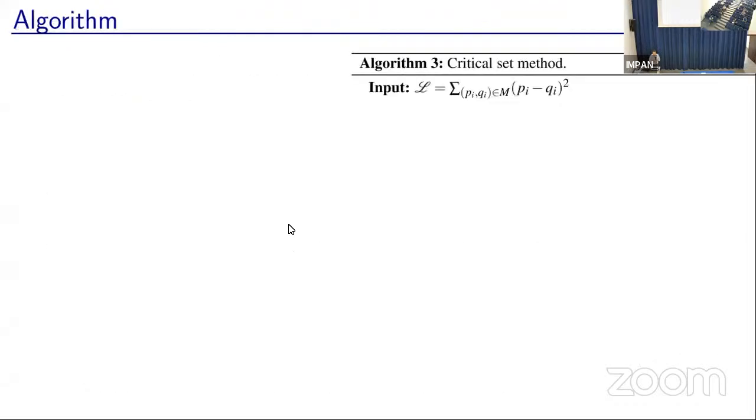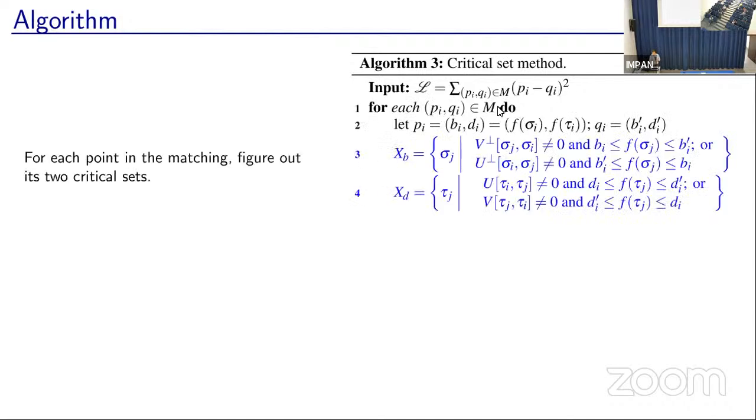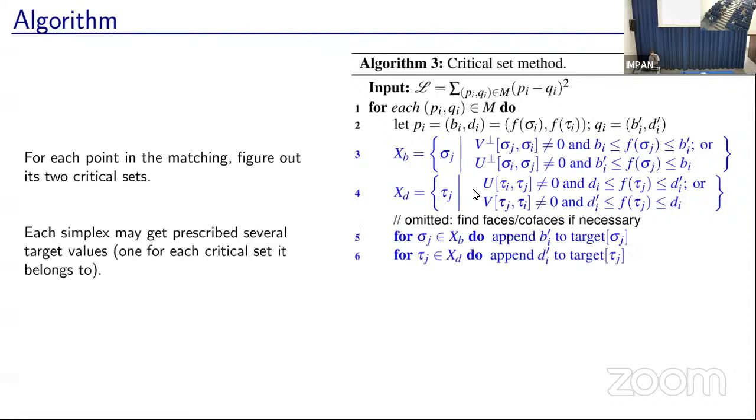Okay, so to summarize, the algorithm is very simple. If you have your loss expressed as a matching called M, and you're trying to move points from p_i to q_i, then for each p_i and q_i, you identify the critical set for the birth, for the sigma, and you identify the critical set for the death. So depending on which way you're moving, you're looking at one or the other matrix.